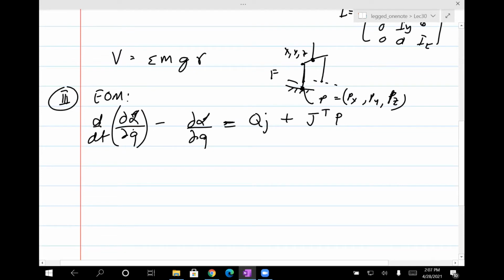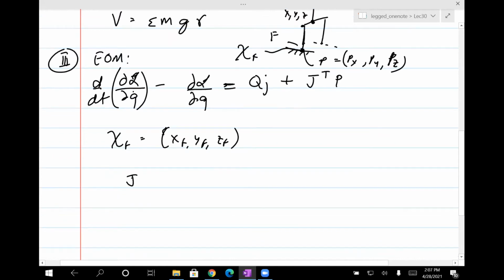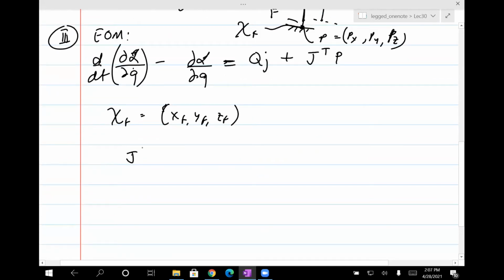So since there's a constraint that the foot is grounded, I also need to impose the condition that, call it capital X foot, where X foot is XF, YF, ZF, corresponding to 3 coordinates. Since those positions are fixed, I need to ensure that the Jacobian of XF is constant, right? So then I can take the time derivative of this.